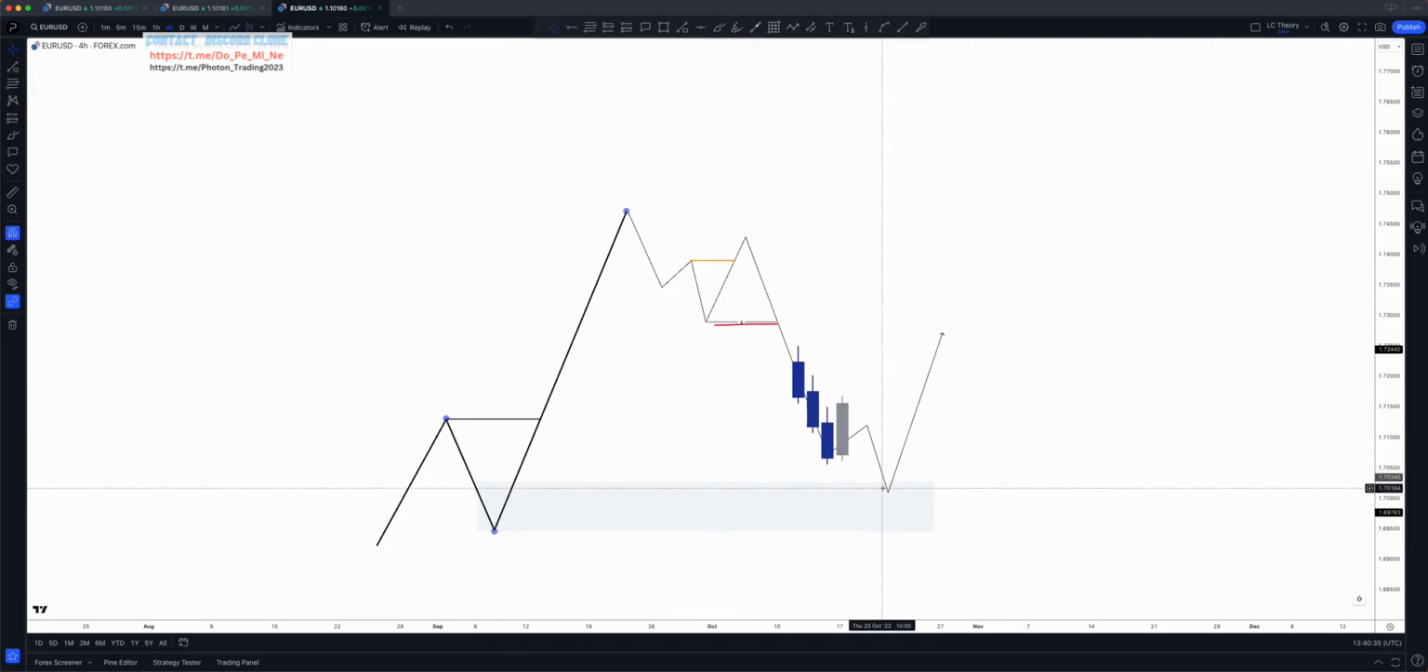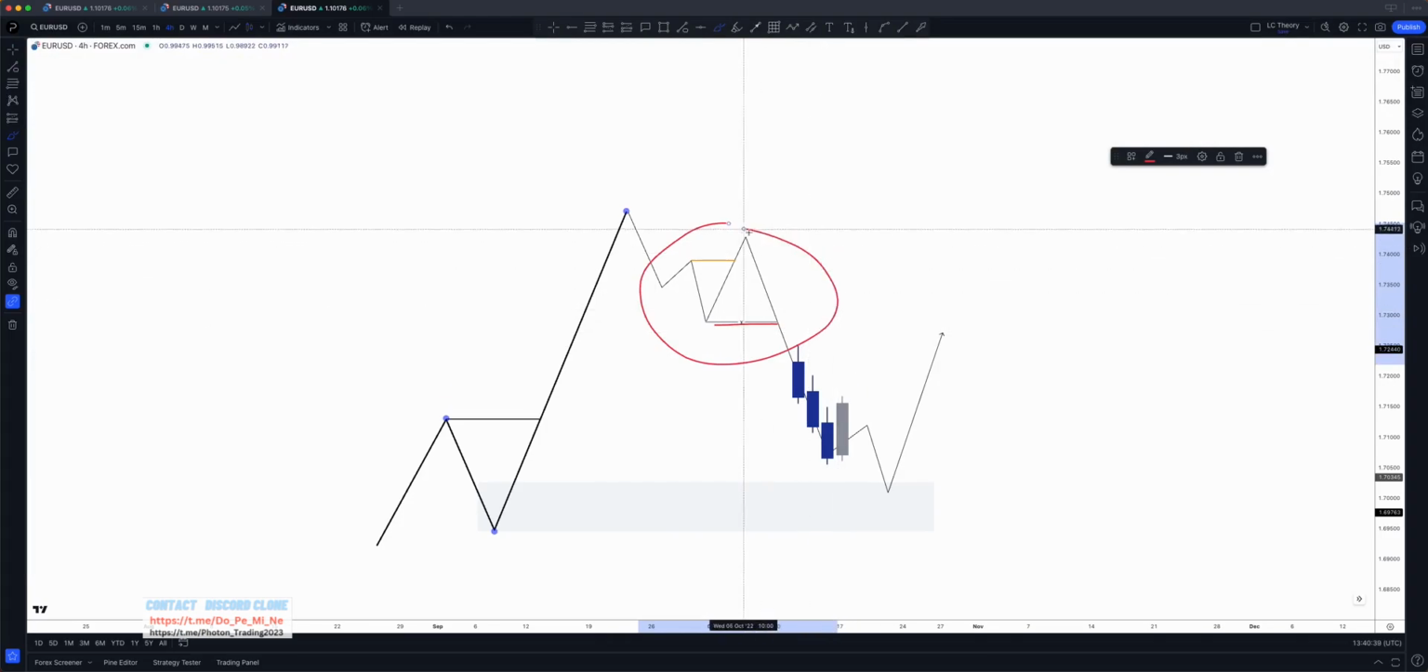So when we actually get our POI mitigation and we're looking to see, okay, can we still trade the strong liquidation here?